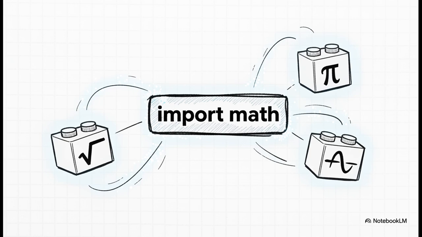It's you telling your program, hey, go get me the toolbox full of math stuff that somebody else already figured out. And just like that, you get access to tools for square roots, for trigonometry, all without having to write a single line of that logic yourself. It's the ultimate don't reinvent the wheel command.